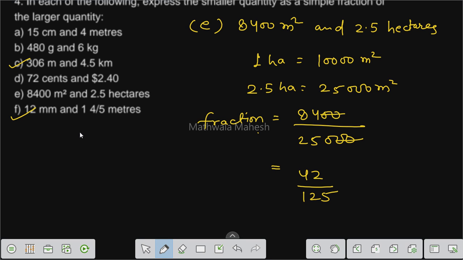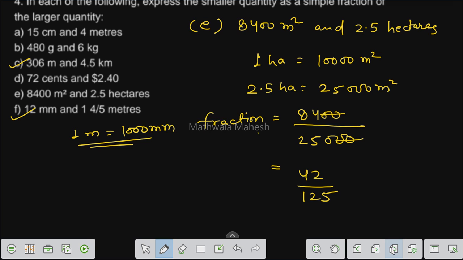And you have to do C option and F option. F is, you know that 1 meter equal to 1000 mm. Okay, use this conversion and do the remaining one.